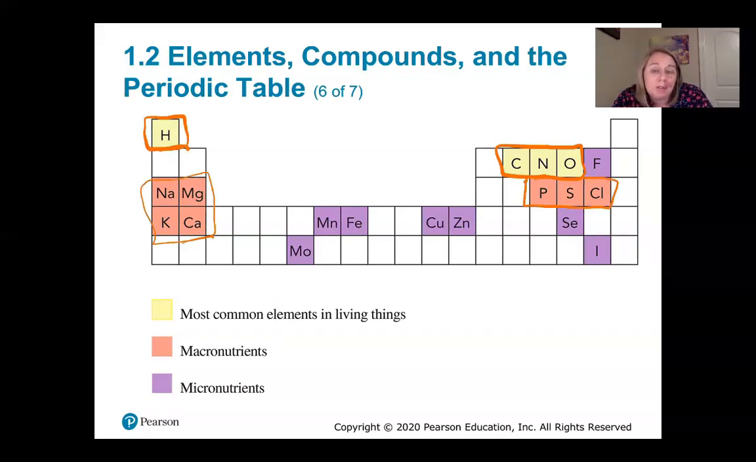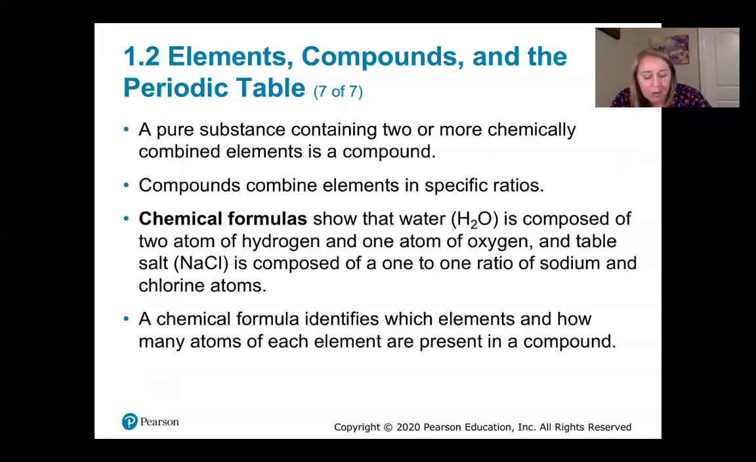And then you have macronutrients, and the same thing goes. We have a mixture of metals and nonmetals. So when we look at all of this on the periodic table, we've talked about what a pure substance is. A pure substance is two or more chemically combined elements. And a pure substance can be one of two things.